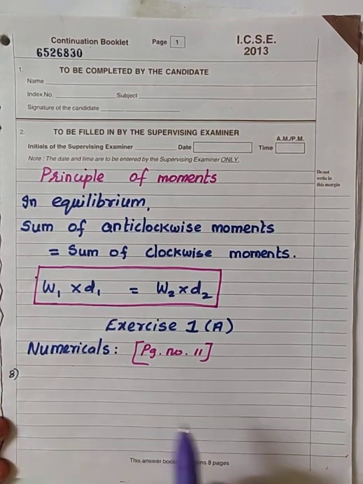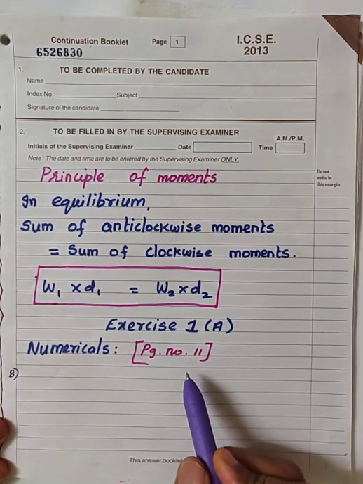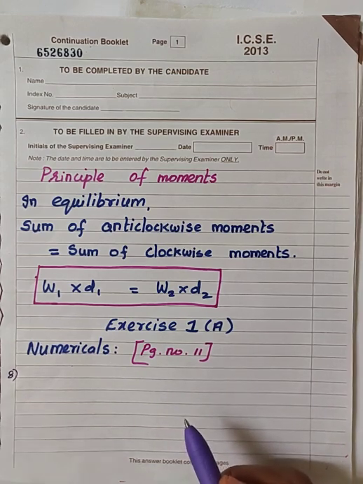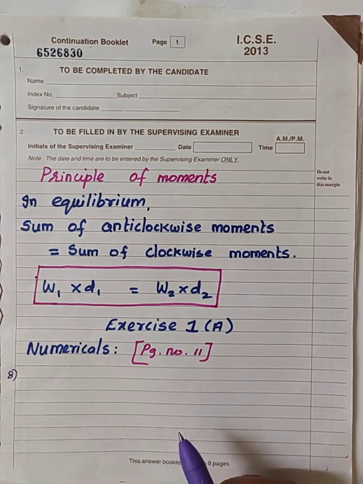Refer the question given in page number 11 of your textbook, Selina Publications, page number 11. See the 8th question. A uniform meter rule is pivoted at its midpoint. A weight of 50 gram force is suspended at one end of it. Where should a weight of 100 gram force be suspended to keep the rule horizontal?